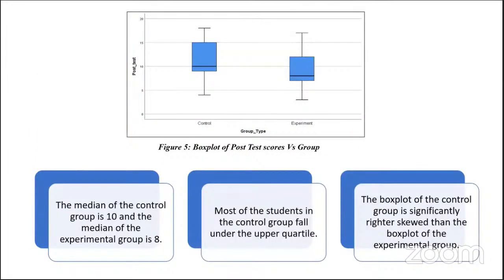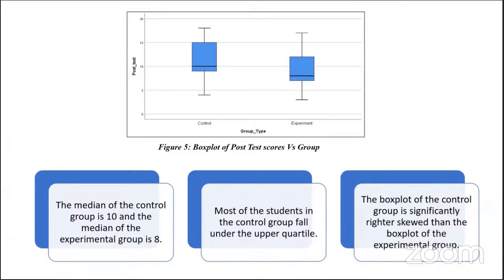Next, box plots were plotted for the post-test marks of the control group and the experimental group to further prove the point. According to these graphs, the median of the control group is 10 and the median of the experimental group is 8. And the box plot of the control group is significantly more right-skewed than the box plot of the experimental group. Moreover, the box plot of the control group is higher than the experimental group and the majority of the students of the control group fall into the upper quartile of the graph. This indicates that the students improved their listening skills when the non-native English speaker audio clips were used.